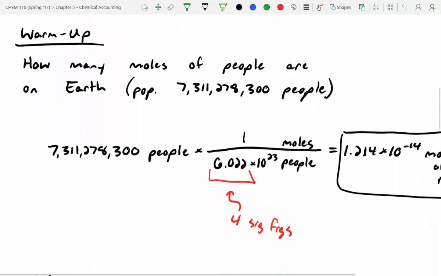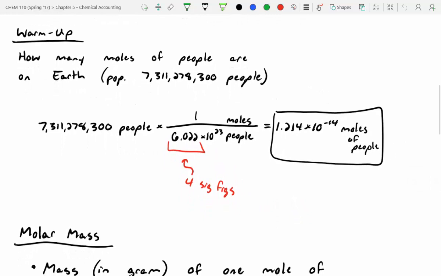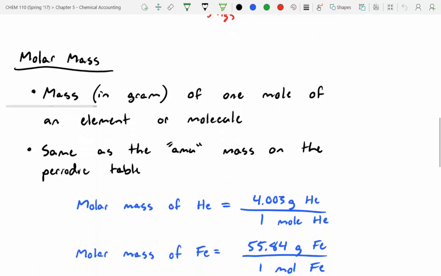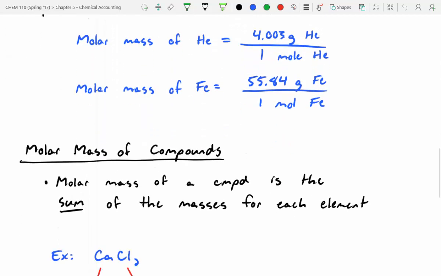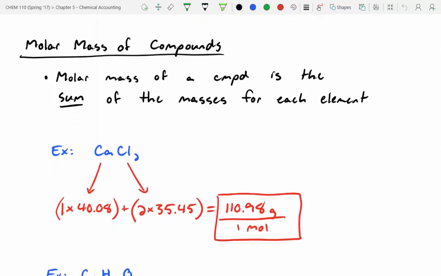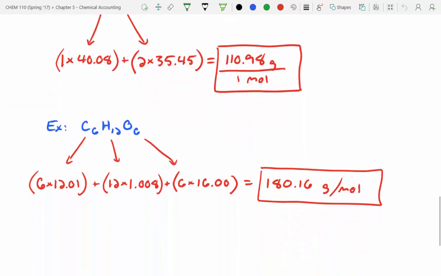And we said that it's an incredibly large number, so it's typically used to count very tiny things, but we did a warm-up problem where we converted the population of our planet to moles of people. And then we started talking about molar mass, and we said you can use the periodic table to determine the molar mass of individual elements, which is the same as the AMU number, or you can use it to determine the molar mass of an entire compound, where you have to take each individual element, determine how many of each element you have, and then add up all of the AMU numbers to get your molecular weight in grams per mole. So we did a couple of these, and today we're going to be doing a lot more of this.